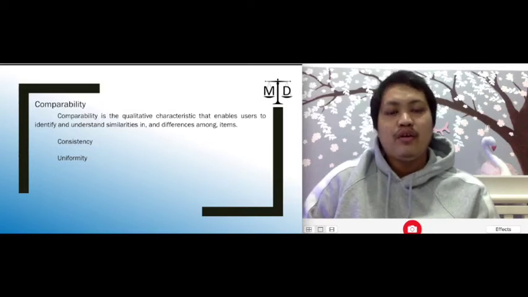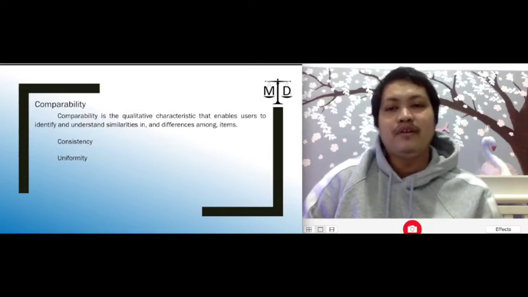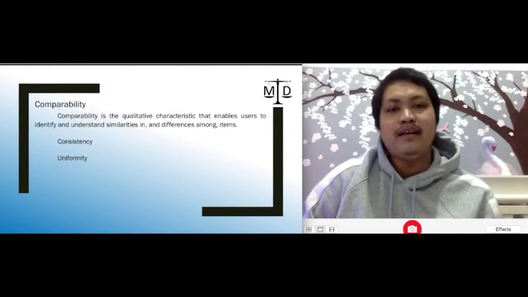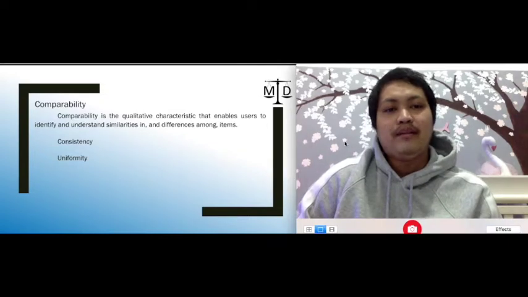Actually, in the framework, comparability was discussed first, and out of the four enhancing qualitative characteristics, comparability has the longest discussion in the framework. But as far as exams are concerned, if the question will just give you the definition of comparability, it would still be very easy for you to determine that the question is looking for comparability.